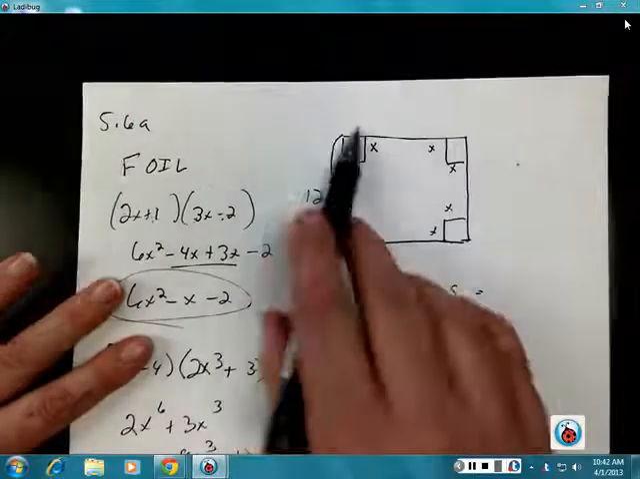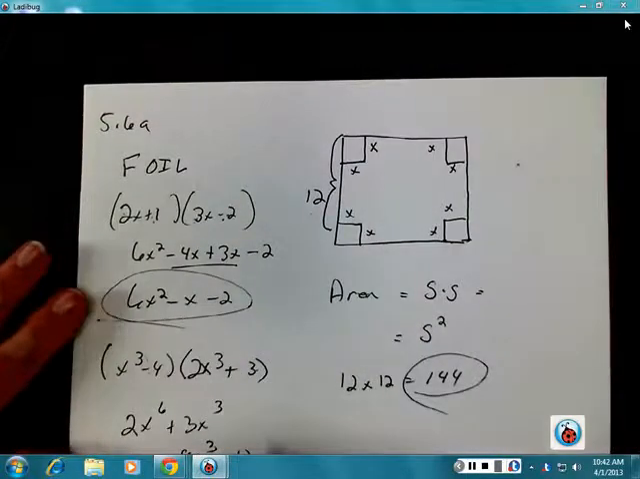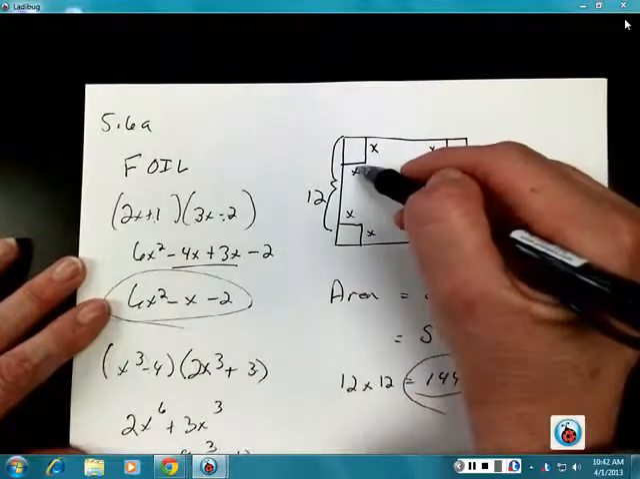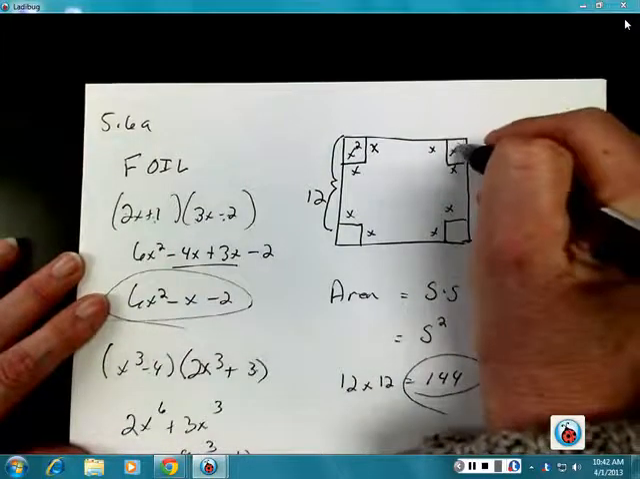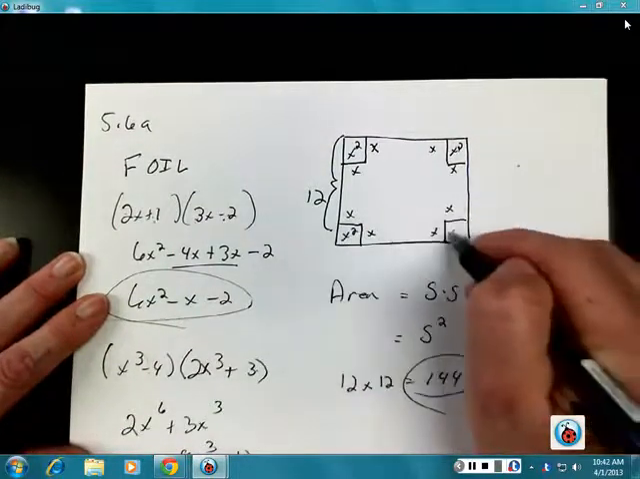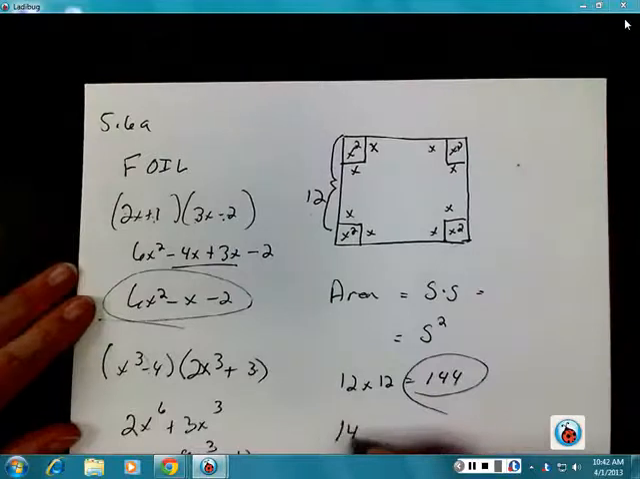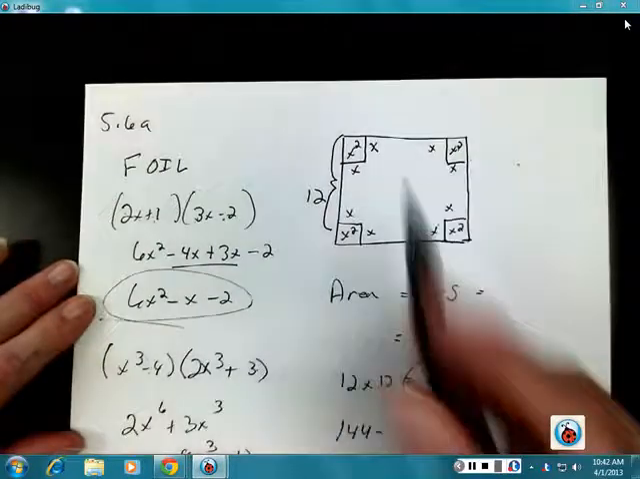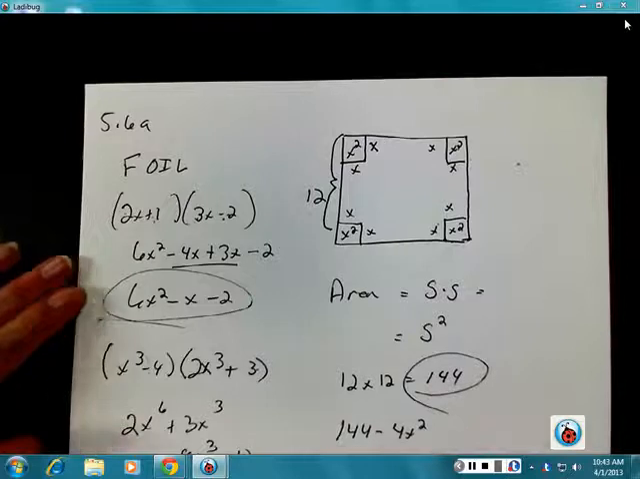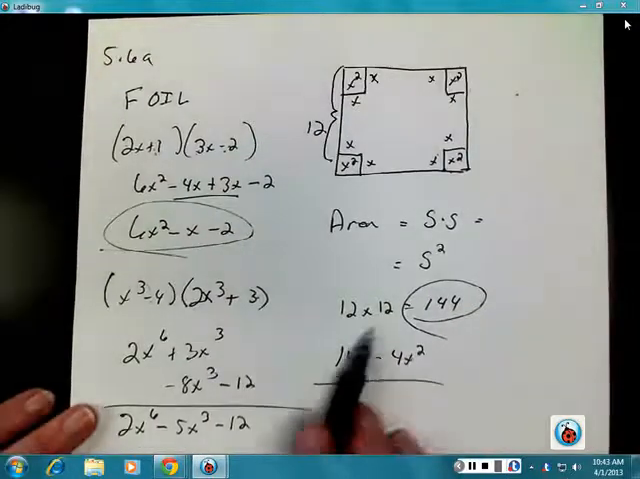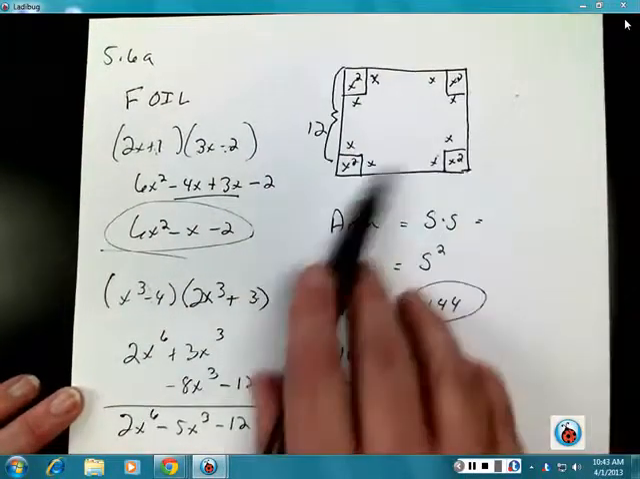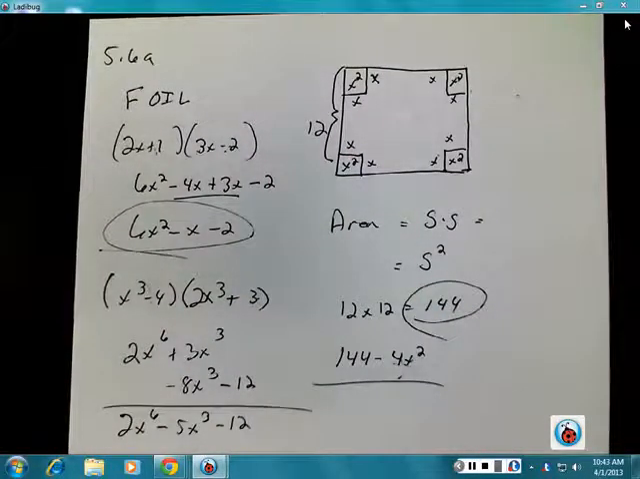But these corners are all subtracted from that. How do I know what size this corner is? Well, x times x is x squared. So this is an x squared. What's this one? What's this one? So what do I have to do? Well, I have to take 144 minus 1, 2, 3, 4 of those. And that's my answer. Because all they're doing is saying whatever this side happens to be, and taking away 4 of those little squares in the corner. Does that make sense? Yeah, that's what they're asking you to do.